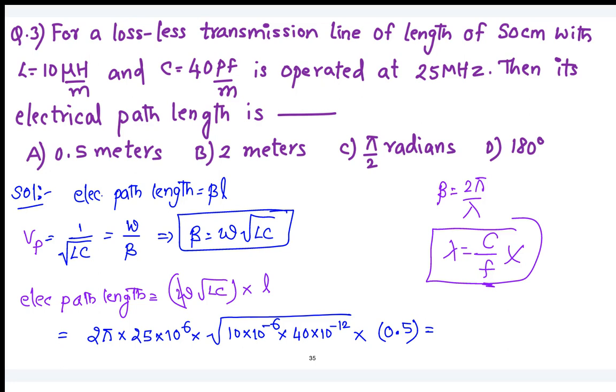Once you are done with that, you share your answers. You can verify, you are going to get an answer of pi by 2 radians. Shall I go to the next question then? If anybody has not done it, please do the simplification and you are going to get option C as the correct answer.